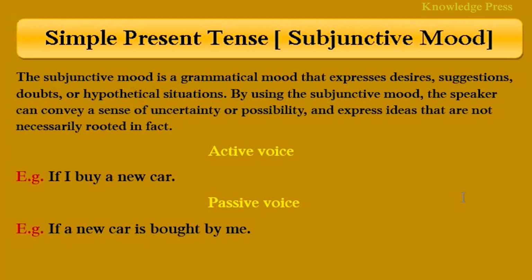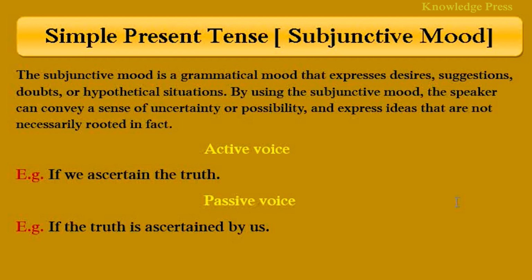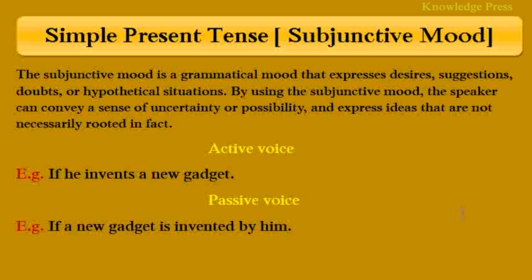Active voice: if I buy a new car. Passive voice: if a new car is bought by me. If we ascertain the truth. Passive voice: if the truth is ascertained by us. Now I am going to discuss the next example, active voice: if he invents a new gadget. Passive voice: if a new gadget is invented by him.